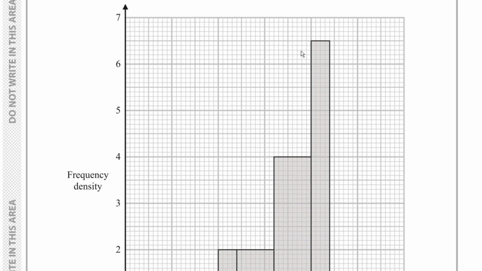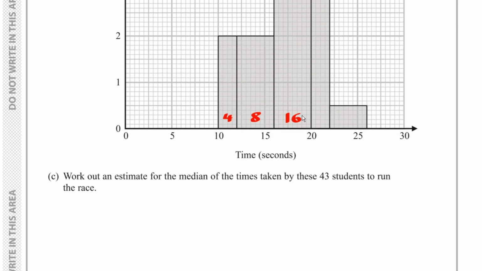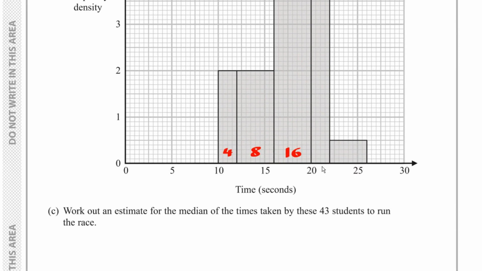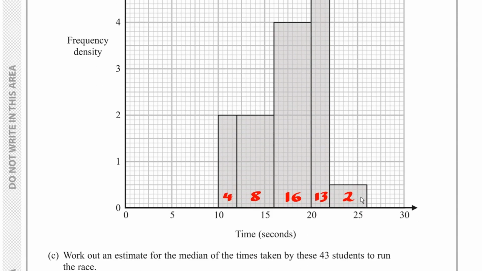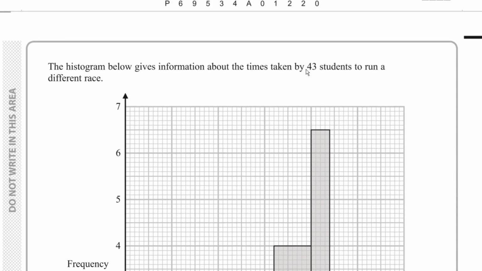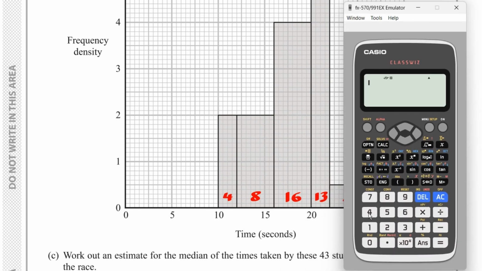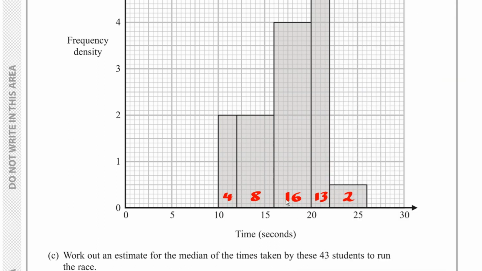Here we've got 6.5 multiplied by 2, which is 13. And here we've got 0.5 multiplied by 4, which is 2. Now, what we can do is find out the median. I've got 43 students altogether, so the median will be 44, which is the same as 43 plus 1, and then if I divide it by 2, I get 22. So I need to find the time which corresponds to 22.